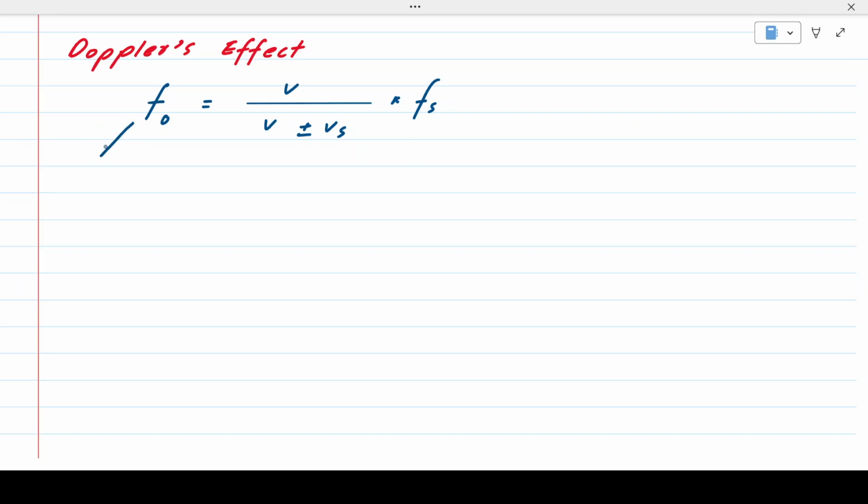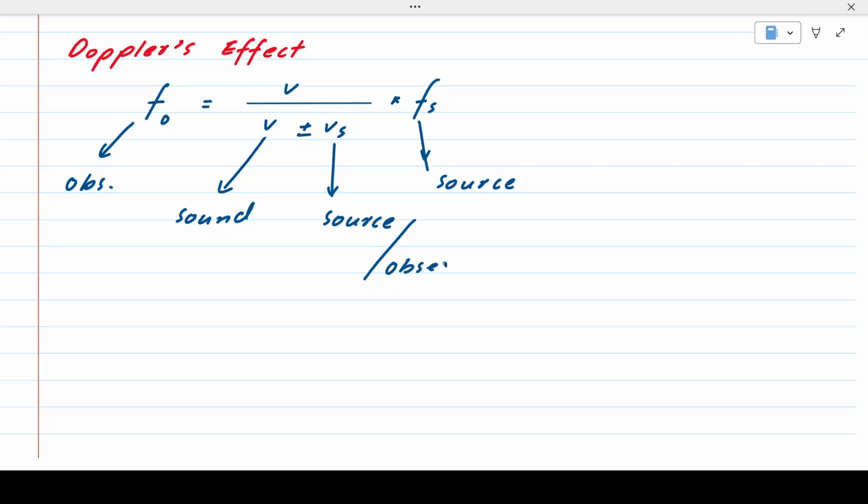F naught is the observed frequency. Fs is the source frequency. V is the speed of sound. Vs is the speed of source or the speed of observer. So technically it's the relative speed. Might be the observer is moving, and it is also possible the observer is at rest and the source is moving. So both situations are possible.